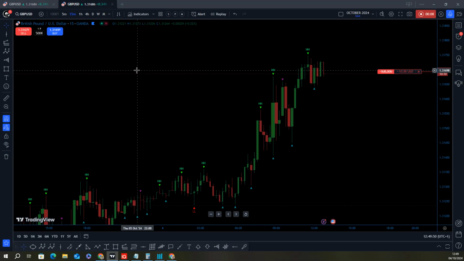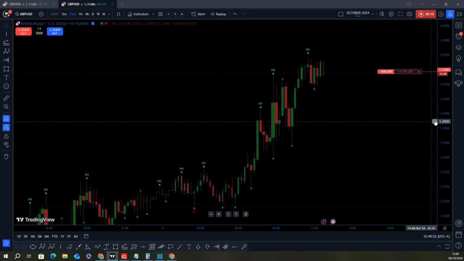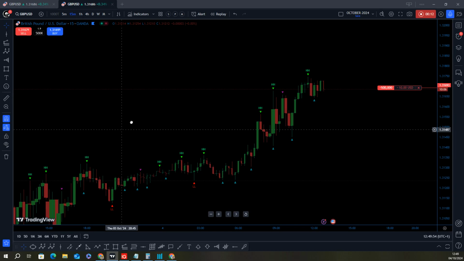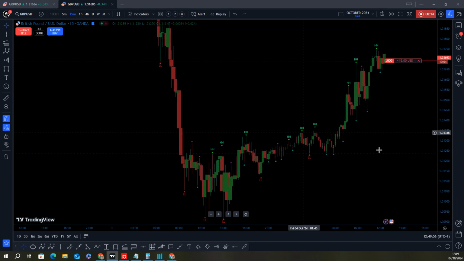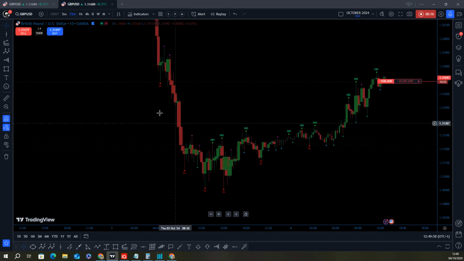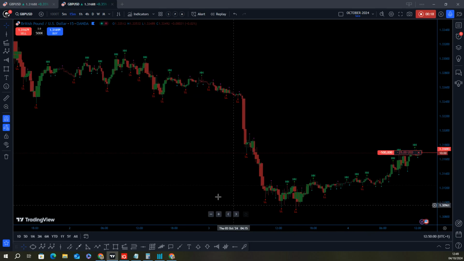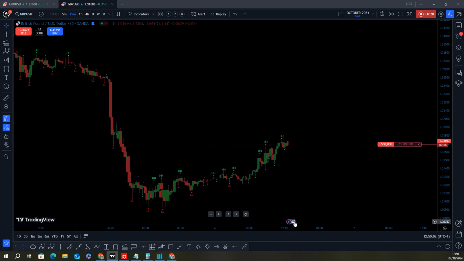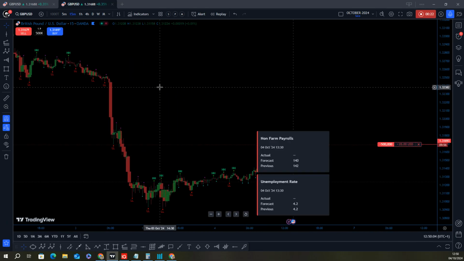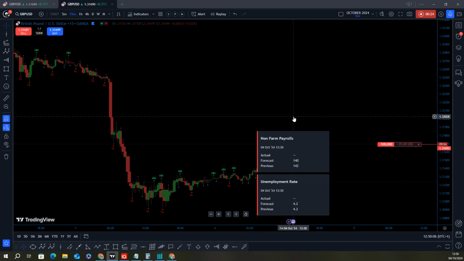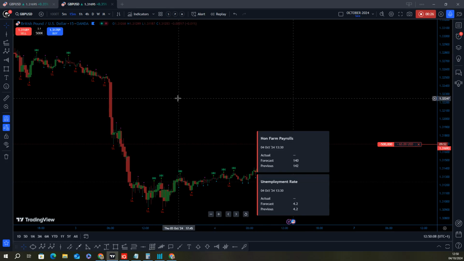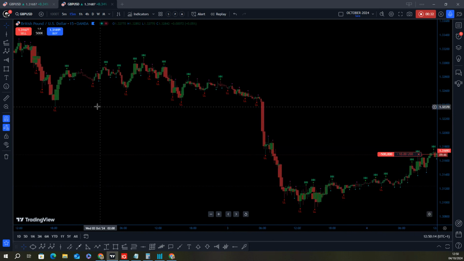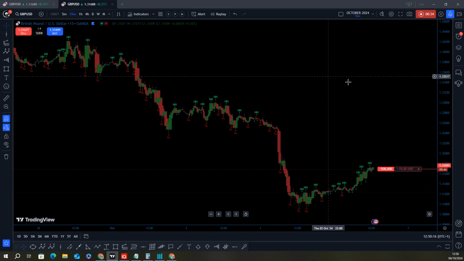So I want to do a quick market analysis of the pound US dollar ahead of the non-farm payroll coming up this afternoon. Okay, so we have the news coming up at 1:30 this afternoon, the 4th of October 2024. We have seen a strong decline in the pound.